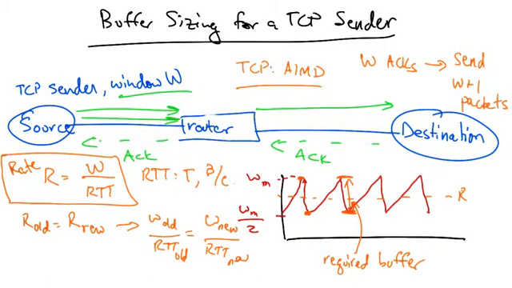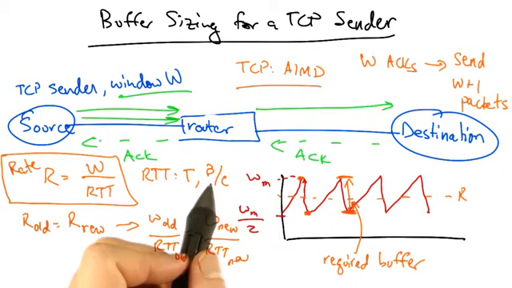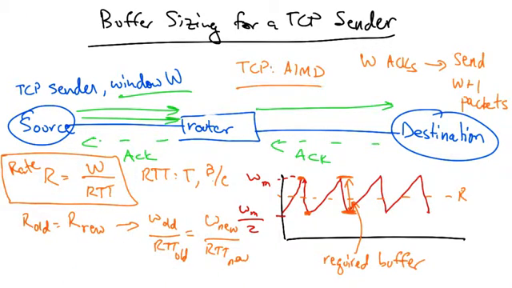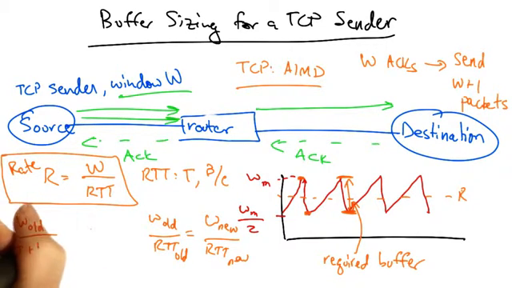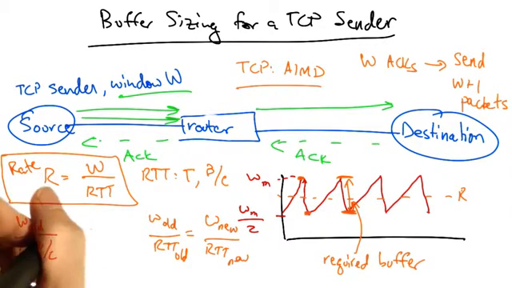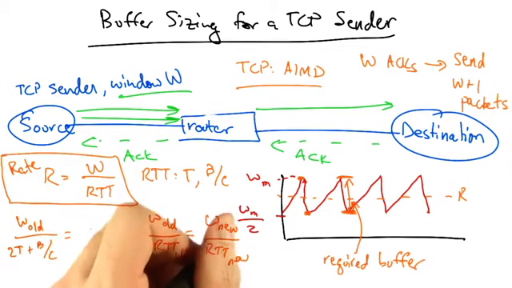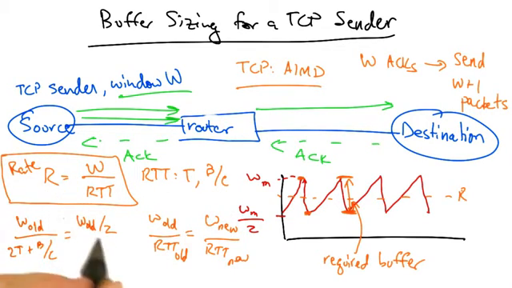We know that the RTT is part transmission delay, T, and part queuing delay, which is the maximum buffer size of the bottleneck link divided by the capacity of the bottleneck link. We also know that after reducing the window, the queuing delay is 0. So we can replace the term on the left with W old over 2T plus B over C, and we can replace the term on the right with W old over 2, because the congestion window has been reduced by half, divided by 2T, simply the propagation delay with no queuing delay.